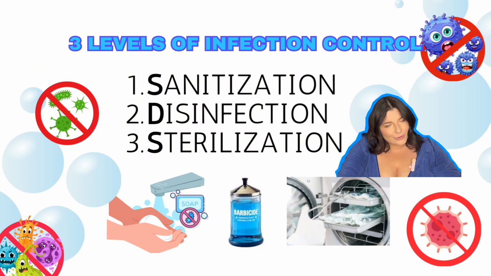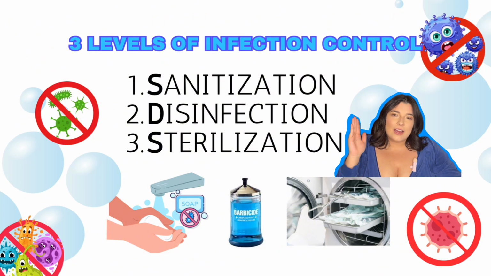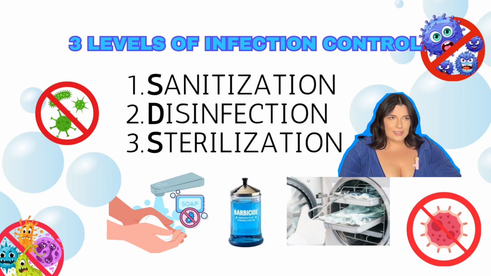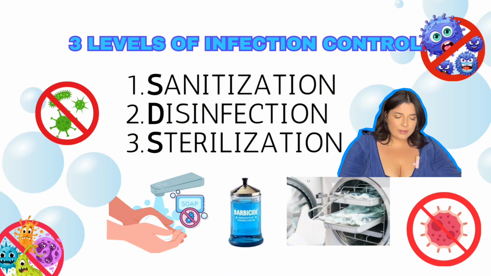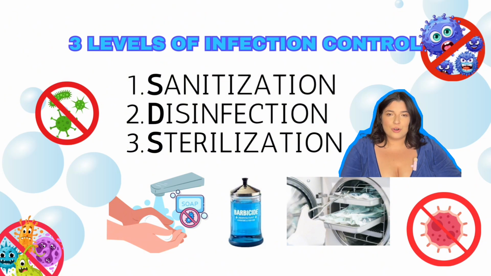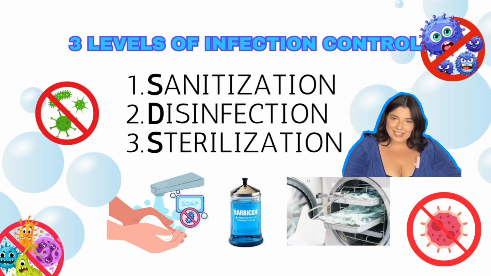Sterilization is the highest level you can get. It kills everything from bacteria to spores. Disinfection and sanitization don't kill spores, right? They only kill most germs. Sterilization gets rid of everything. You achieve this through the use of an autoclave, dry heat sterilization. We'll go over some more of that in the next slide. So remember, the 3 steps of infection control are sanitization, disinfection, and sterilization.